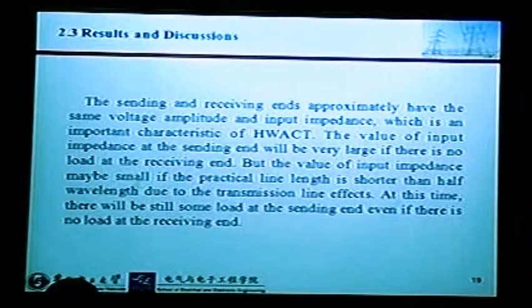At this time, there will still be some load at the sending end, even if there is no load at the receiving end.